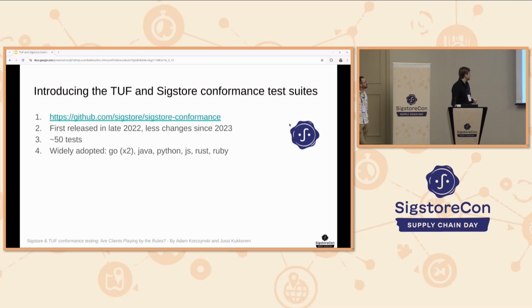So the two conformance test suites are both public and are hosted in GitHub repositories. The Sigstore conformance test suite is the oldest of the two. It was released in 2022 and has approximately 50 tests, and is widely adopted across the Sigstore clients.